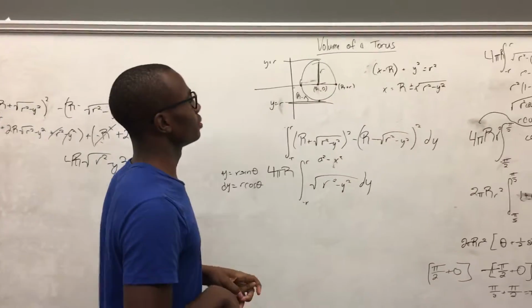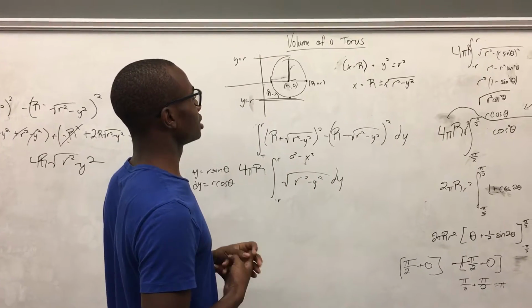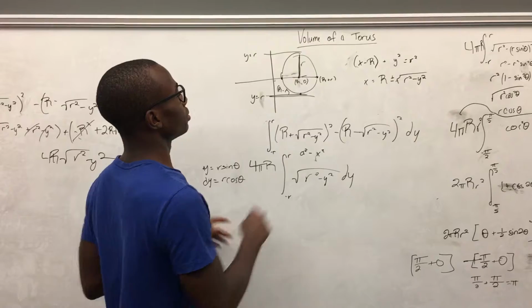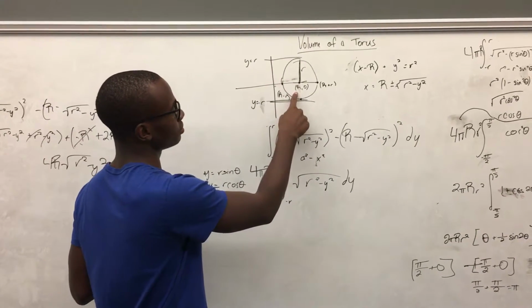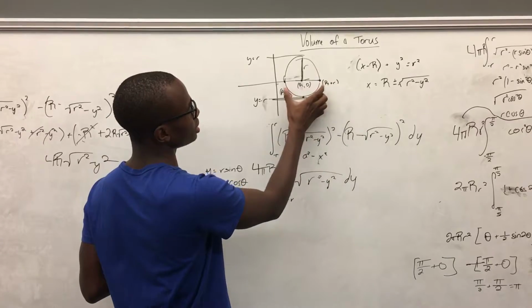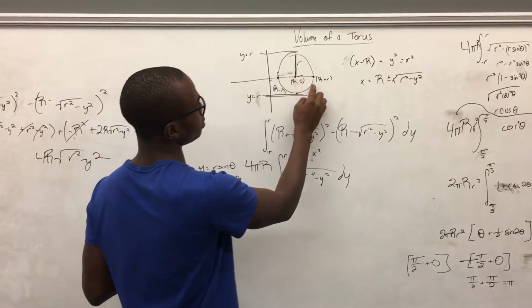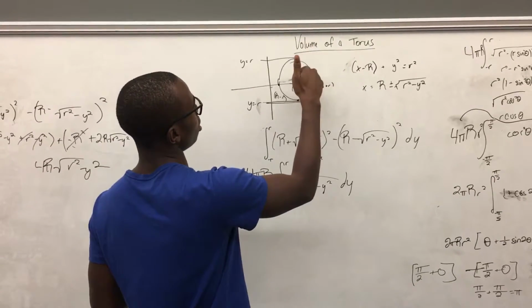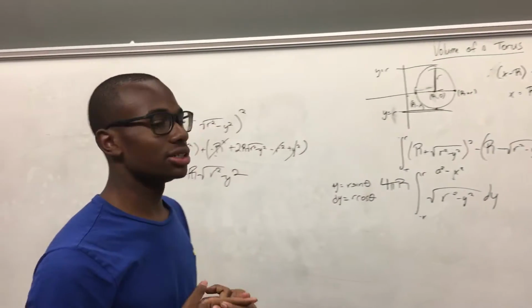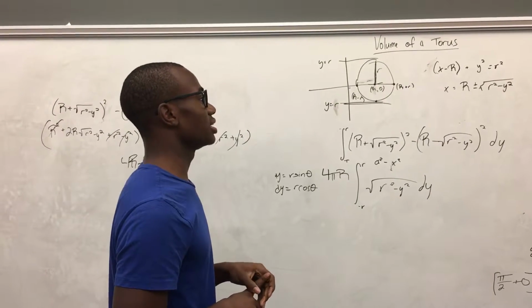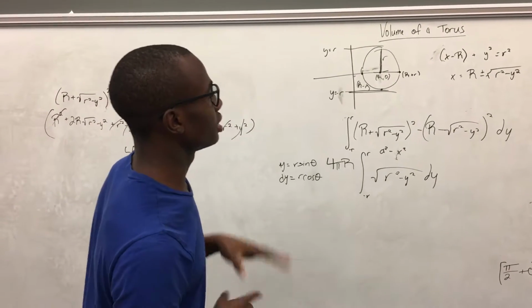What a torus is, it's basically a circle rotated around the y-axis, and it's centered at R0. Basically, these two points are this plus the radius and this minus the radius, and the radius of the circle is a small r. And what I found easier was to do it in terms of dy's instead of dx's, just because of the way a circle is.